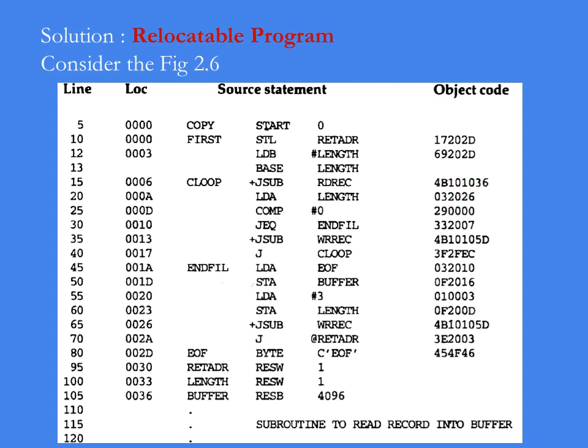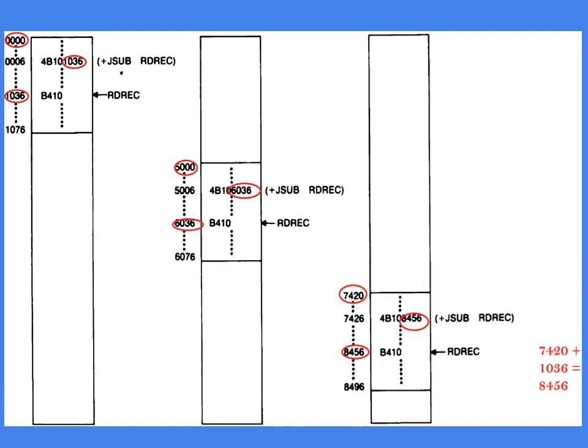Now let us try to understand that with an example. If you look at this diagram, here you can see this is a program module which is being loaded from the address 1000. So you have this +JSUB RDREC instruction which says 4B101036 is the object code associated with it. So RDREC points to the location 01036. Okay, it is 01036. So now if this is loaded at the location 1000, then here it is 01036.